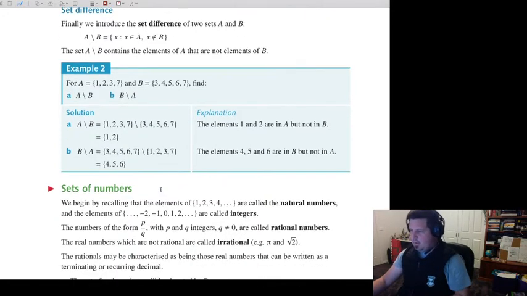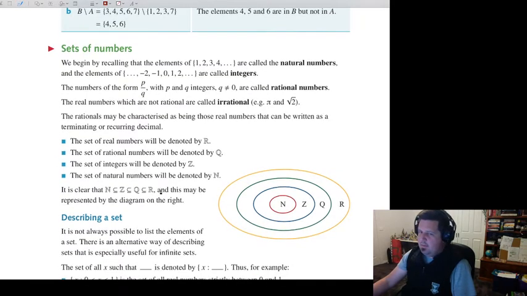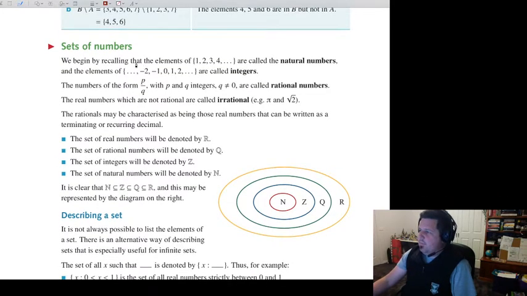Alrighty, next thing. Oh, yes, you need to know this stuff. It's different sets of numbers. Yep. So again, you need to recall that the elements 1, 2, 3, and 4 are natural numbers. Cool. Yep. They're positive from 1 onwards. And then you've got the elements here where you might have some negative numbers, 0, 1, and 2. Where you've got negative and positive numbers, these are whole numbers. These are called integers. Cool.